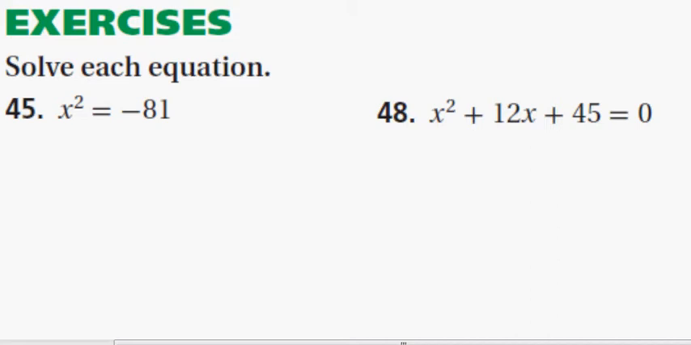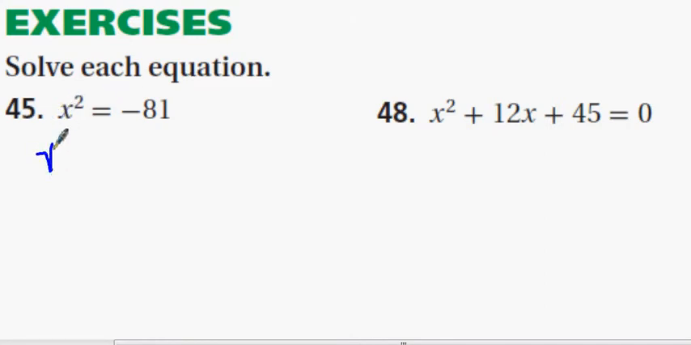Problems 45 and 48 involve solving the equation. Well, on number 45, this is actually a fairly simple one in that we have x squared equals negative 81. The only thing we have to do is take the square root of both sides.